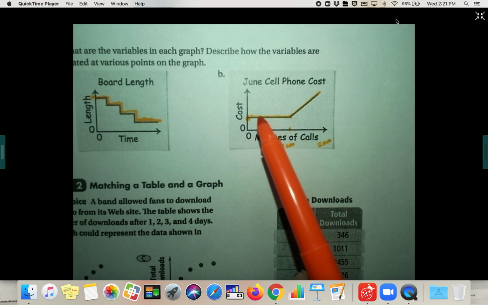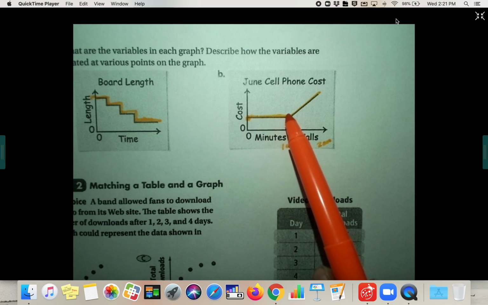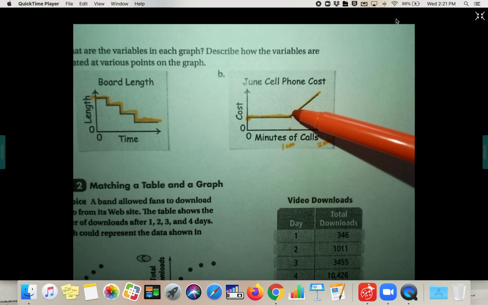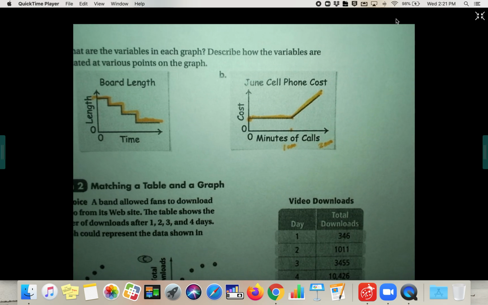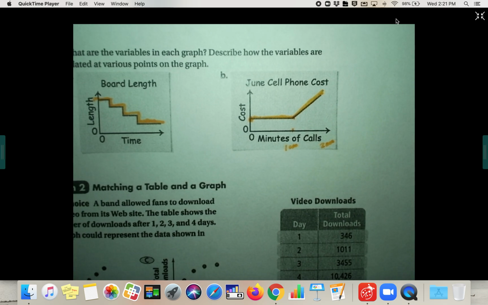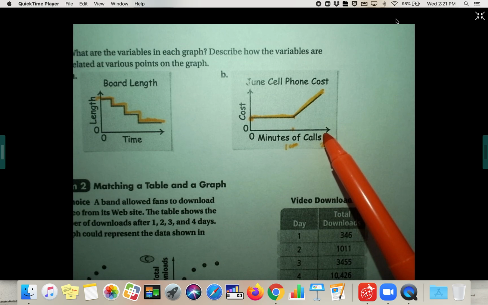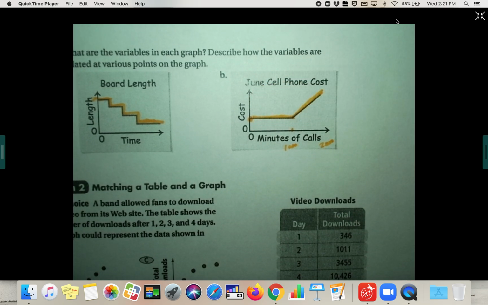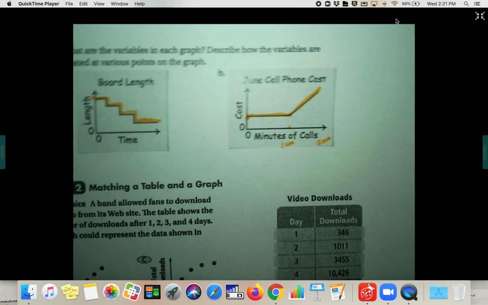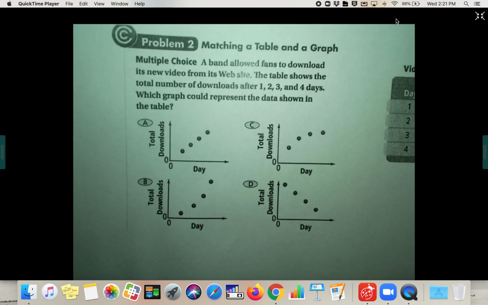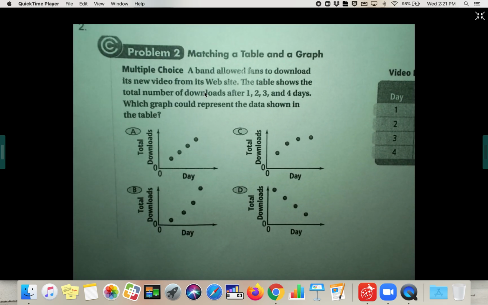So it is constant for a long time until you reach a certain amount of minutes, and then all of a sudden your bill starts to increase. And once again, in this one, the variables are the minutes of the call and the cost of the call. Okay, let's take a look down here at trying to match a table with a graph.